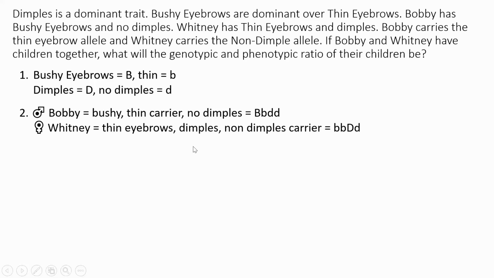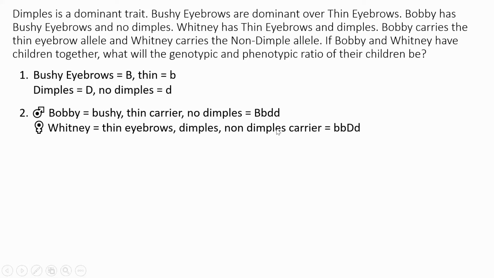So thin eyebrows, that means that she's recessive for eyebrows. And she has dimples, so she has to have at least one dominant allele. But then it says Bobby carries a thin eyebrow allele. That's why Bobby's heterozygous for eyebrows. And Whitney carries the non-dimple allele, so Whitney's heterozygous for dimples. So we know that Bobby is heterozygous for bushy eyebrows and homozygous recessive for dimples.